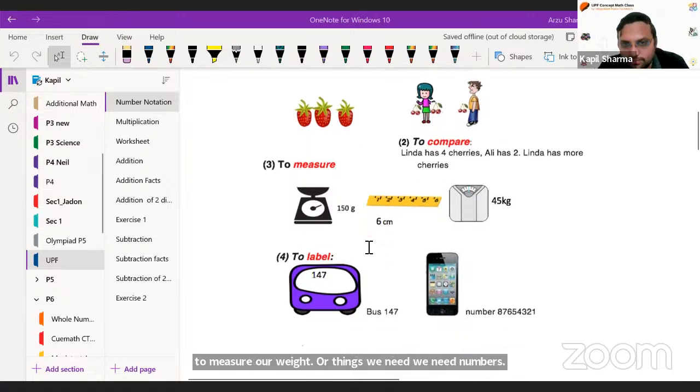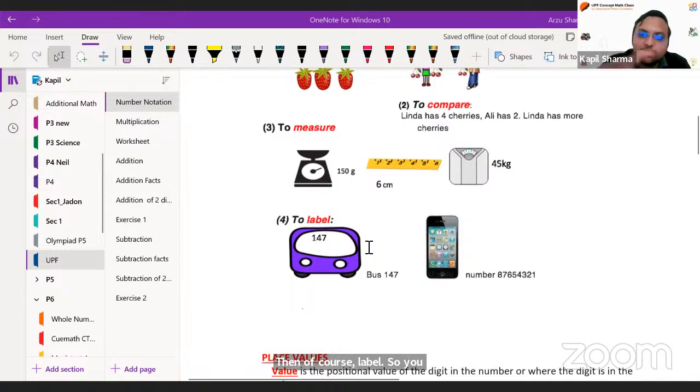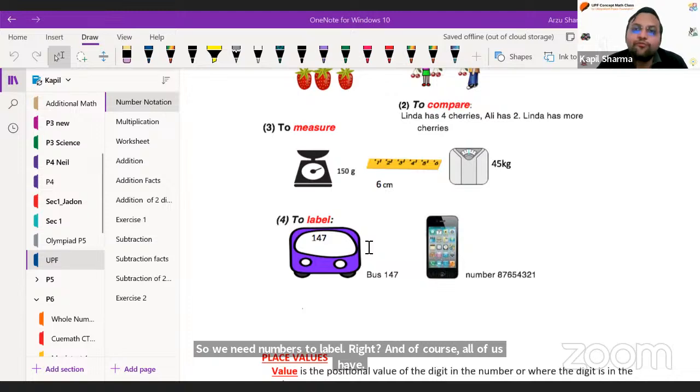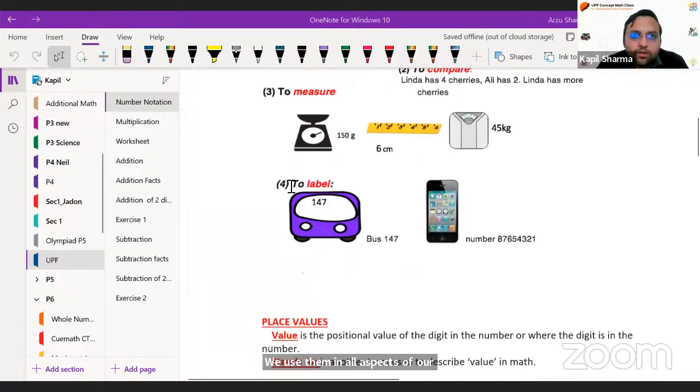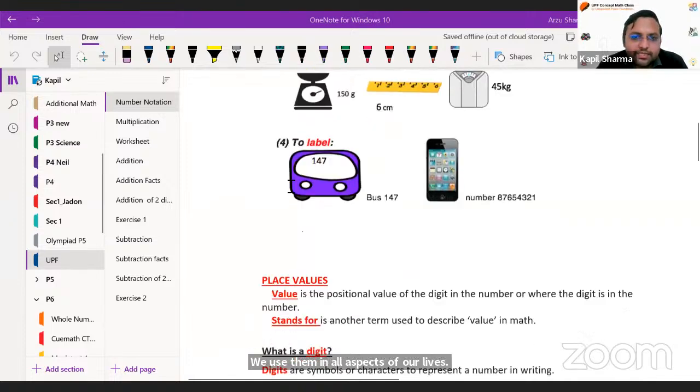Then, of course, label. You must have seen numbers at the back of a bus or a car or your scooter or Activa. So we need numbers to label, right? And of course, all of us have phones nowadays, so we also have phone numbers. So numbers are very important. We use them in all aspects of our life. So this is pretty basic stuff.